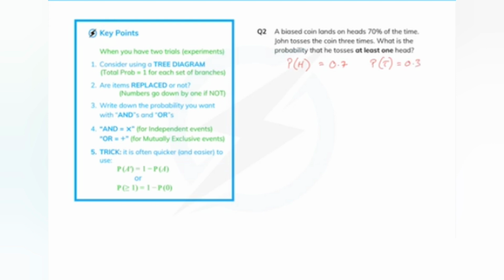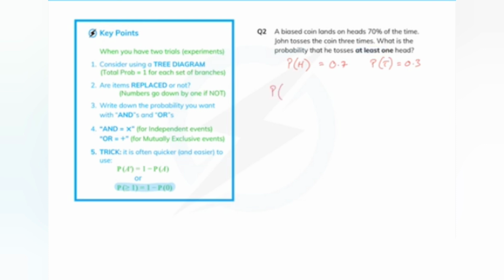Okay, now notice that there's a highlighted bit in the actual question. John tosses the coin 3 times. What is the probability that he tosses at least one head? And I think that's the question telling me to use this trick here. You could do it the other way, but it would take you a lot longer.